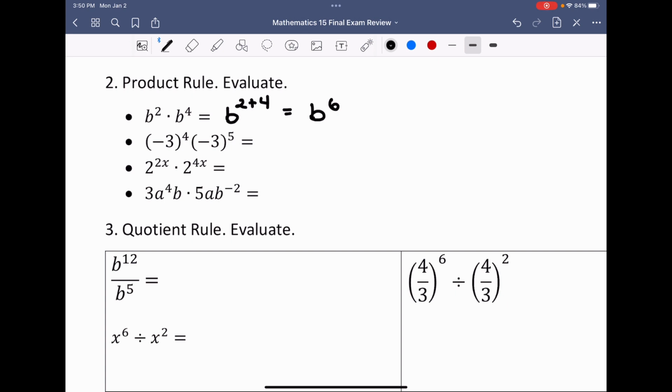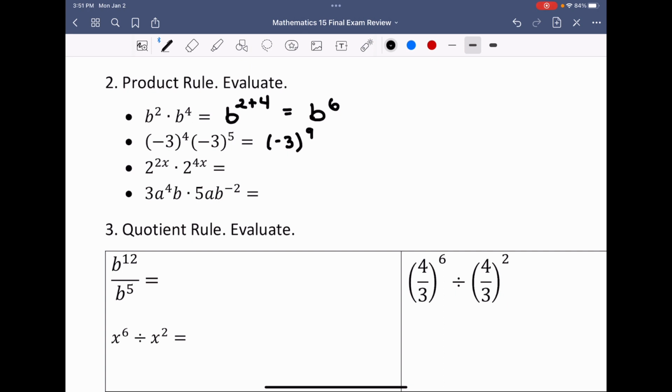Negative 3 to the 4 times negative 3 to the 5. Negative 3 is our common base. And then we have 4 plus 5, which is equal to 9. Now, what we could do is expand this out to get an actual specific number. We would realize that the exponent here, just like previously discussed, is an odd exponent. And an odd exponent that applies to a negative, this number would end up being negative, and then we could expand 3 to the 9. But for this example, I'm just going to leave it with that common base.